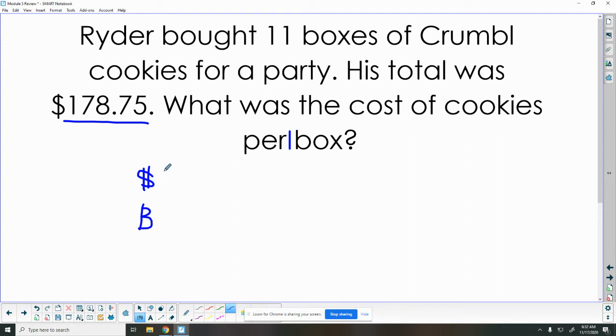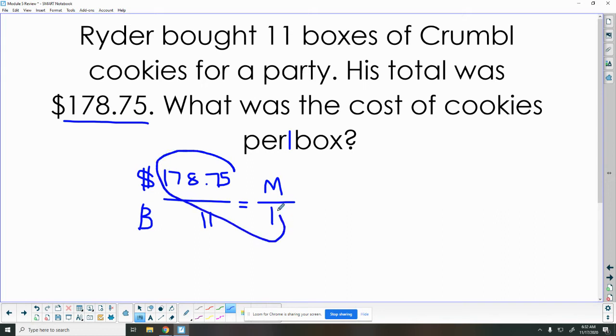So I know he spent $178.75 and he bought 11 boxes. Now I want to know the cost of one box. So I'm looking how much money was one box. So we'll crisscross multiply here and then divide by 11. So go ahead and try that problem.